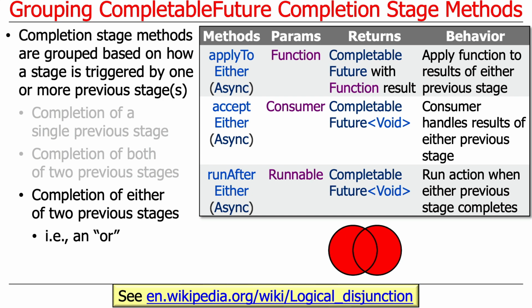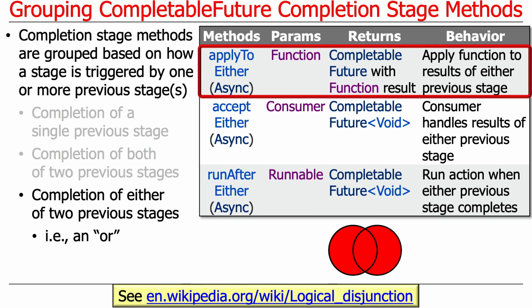The third and final grouping of completion stage methods are completion of either of two previous stages. So this is basically logical disjunction or ORing. Once again, there's a bunch of methods. We'll just take a look at a few of them. The one that is interesting is called applyToEither. We'll show some cool examples of how to use this. I don't think you actually use this in your programming assignment, but it's nice to know about.